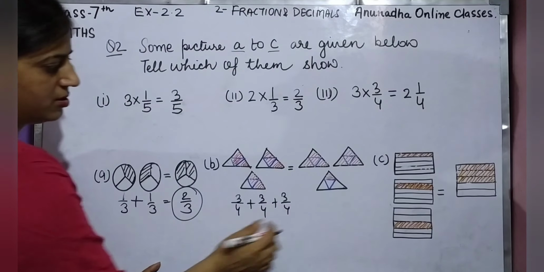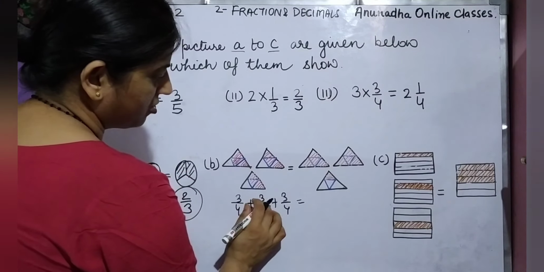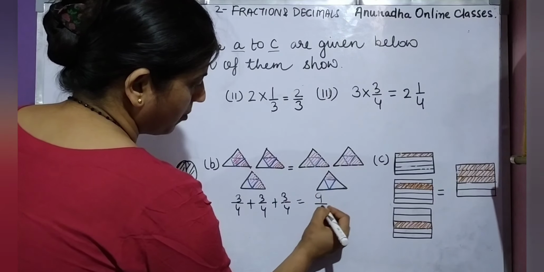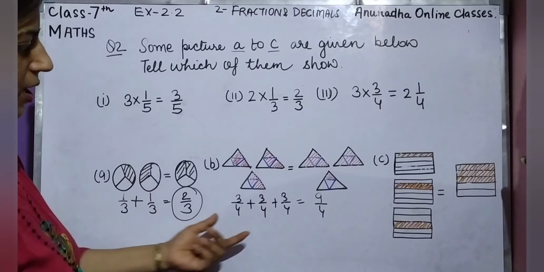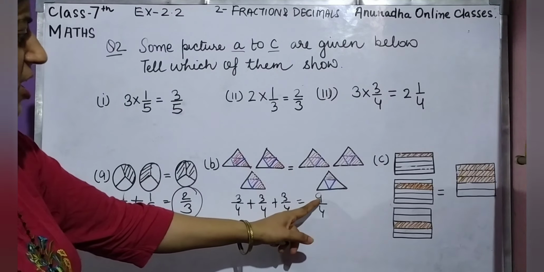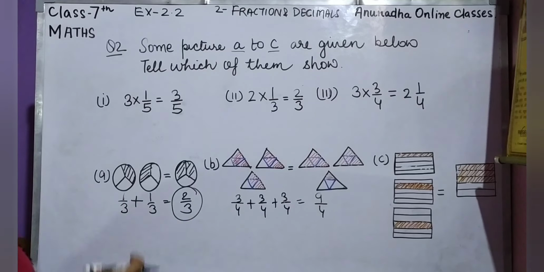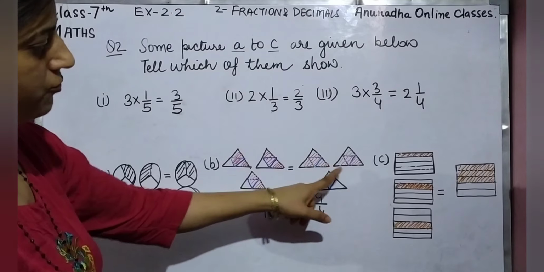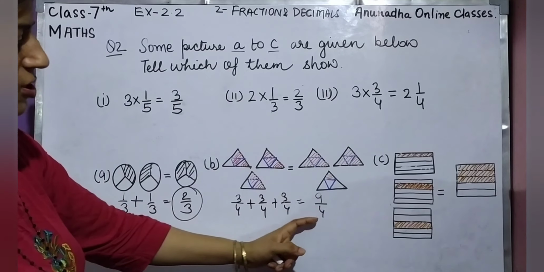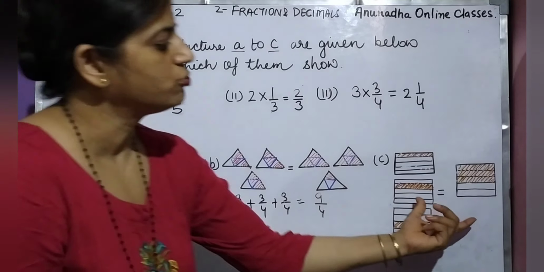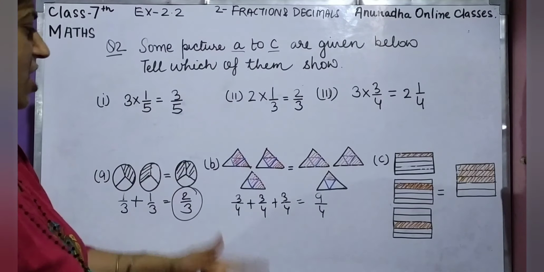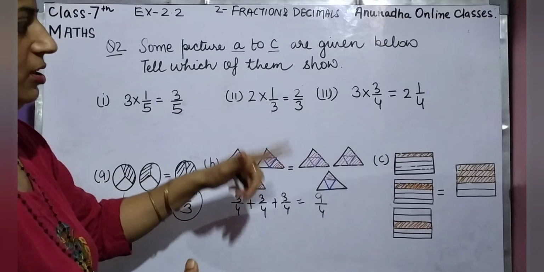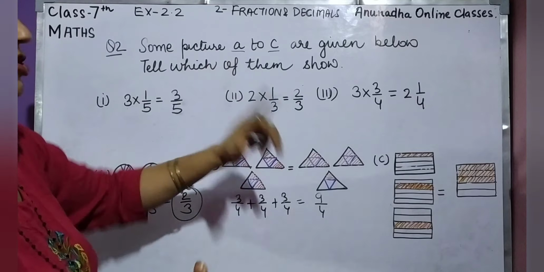That means 3, 3, 6, 3, 9 upon 4. Means how many should be shaded? 9 should be shaded. And here how many should be shaded? 2 should be shaded. So 4, 4, 8 and 1, 9. So this is 9 by 4. Let us do this also, then we will see which is the fraction of which picture, right?